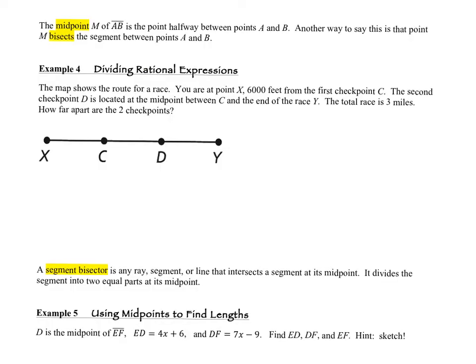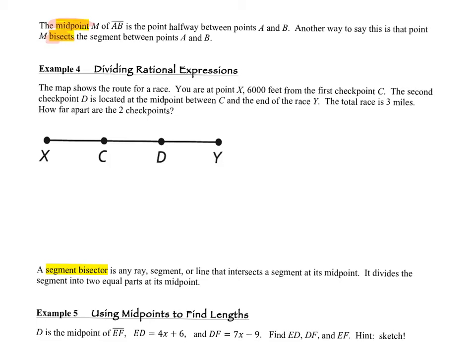Okay, some more important vocabulary. Midpoint. The midpoint is the point halfway between the points. So if we're talking about midpoint of segment AB, then there'd be a point halfway between A and B. Another way to say this is that the M bisects the segment. Bi is 2, so it's splitting into 2 equal parts. So it bisects the segment between points A and B.